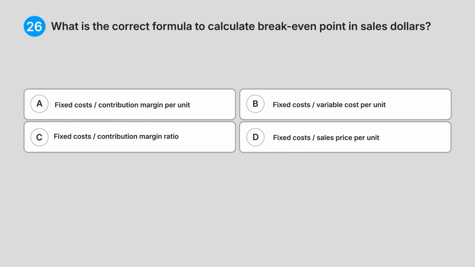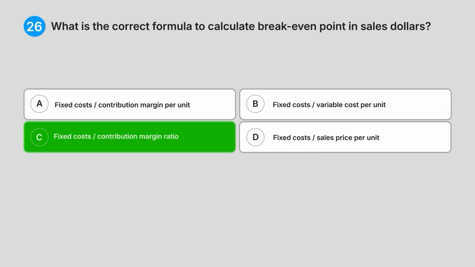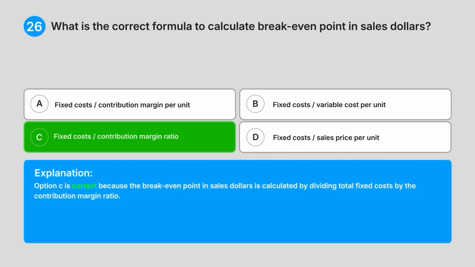Correct answer, C. Fixed costs, contribution margin ratio. Explanation. Option C is correct because the break-even point in sales dollars is calculated by dividing total fixed costs by the contribution margin ratio.